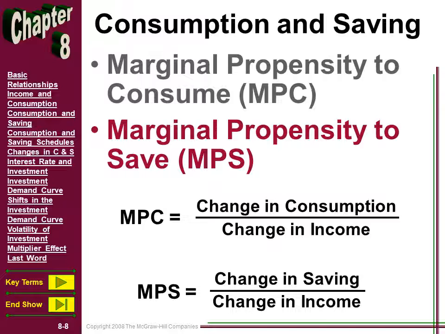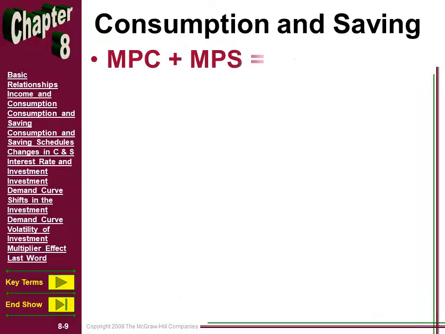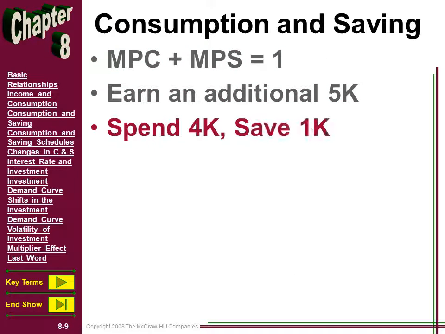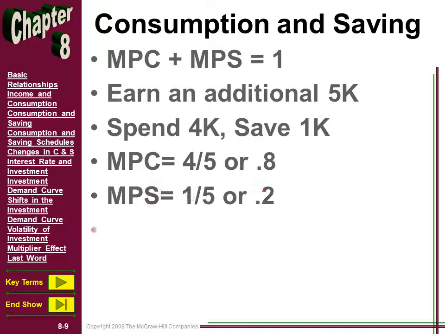Notice these two formulas look quite similar to the average propensity to consume and average propensity to save. It's simply change in consumption over change in income, and change in savings over change in income. These examples should help clarify the point we were making on the previous slide.